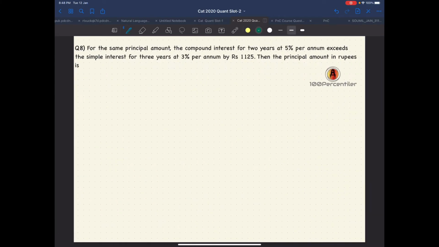Now for the same principal amount, let's say P, the compound interest for 2 years at 5% per annum. So compound interest for 2 years would be 1.05 square minus 1 into P. So if we basically solve it using x square minus y square equal to x plus y into x minus y, we will be left with 2.05 into 0.05.